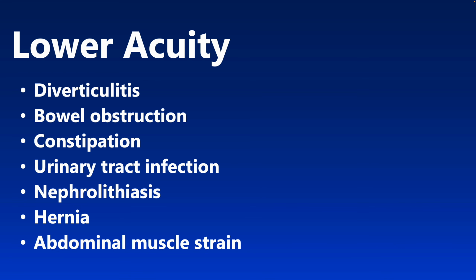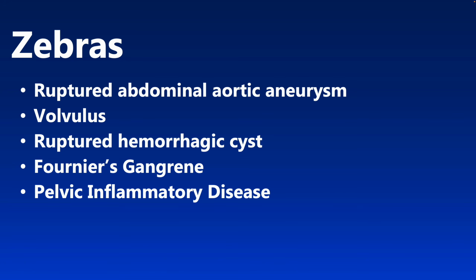And then in addition to that, hernias, as well as an abdominal muscle strain, just like we talked about in the upper abdominal pain video, especially in these patients with a history of heavy lifting or straining or something like that. And then some of the zebras when it comes to lower abdominal pain, not as common, but can absolutely be very serious, starting with a ruptured AAA, a ruptured abdominal aortic aneurysm.